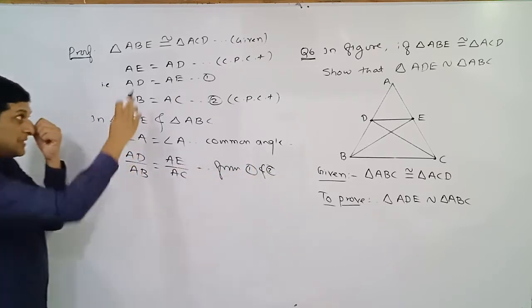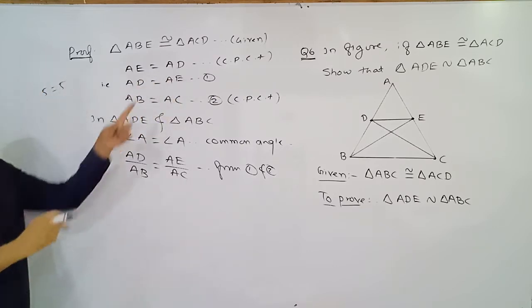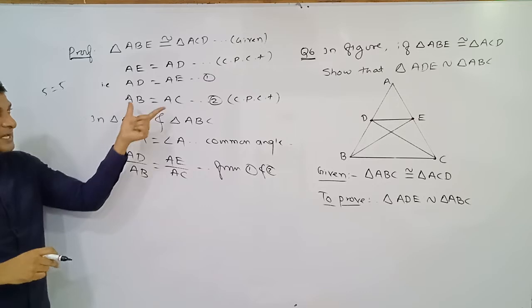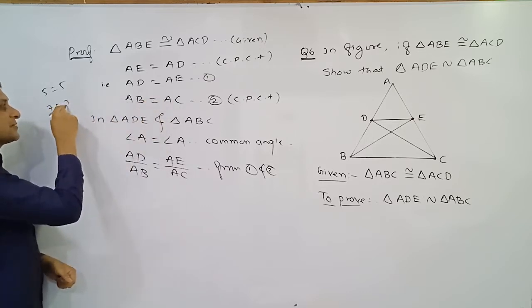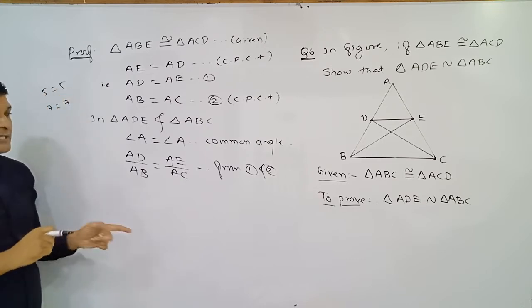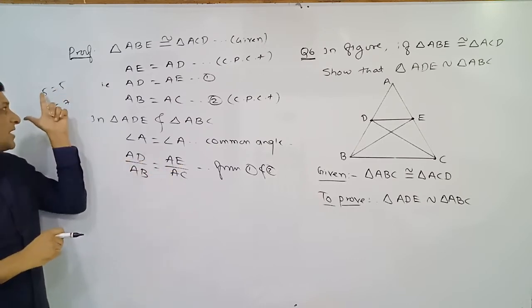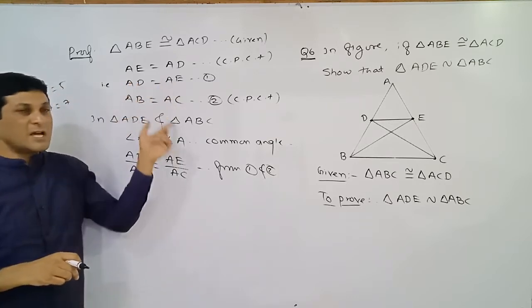Try to understand: if these two sides are equal, suppose the first side is 5, then the second side will also be 5. These two sides are also equal, so if the length of AB is 7, then AC is also 7. Then the ratio of the left-hand side and the ratio of the right-hand side will also be equal: 5 by 7, 5 by 7. If these lengths are equal, their ratios are also equal.